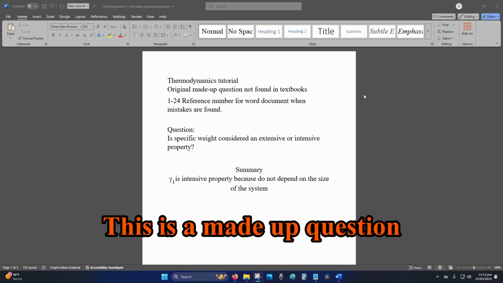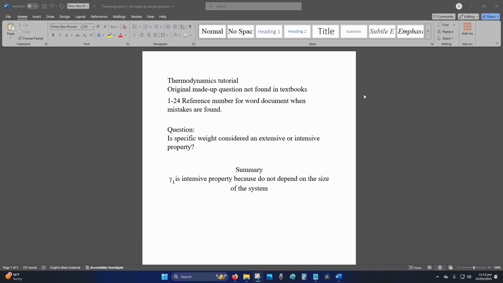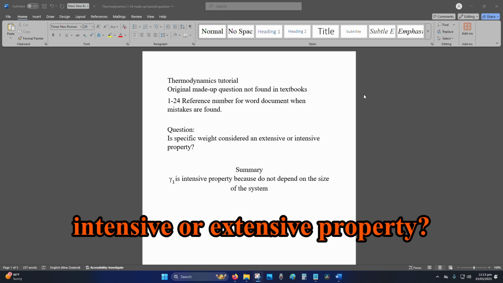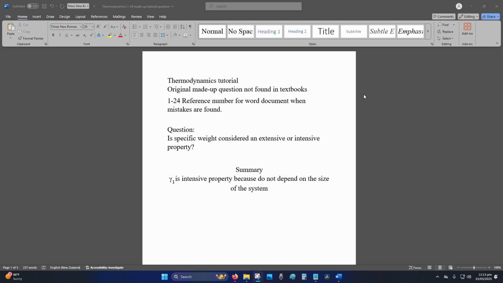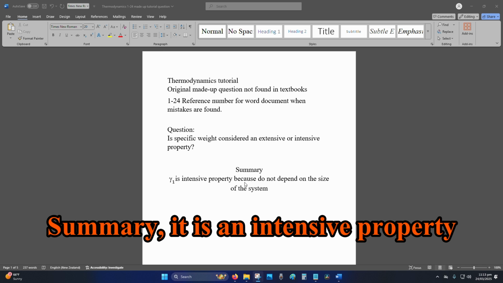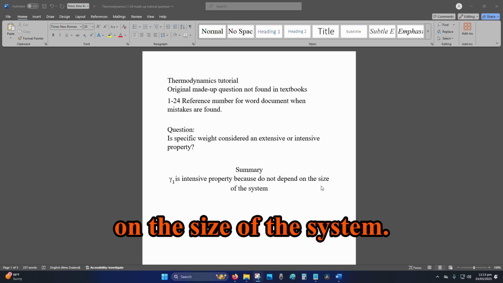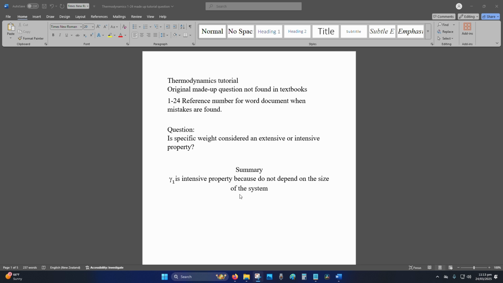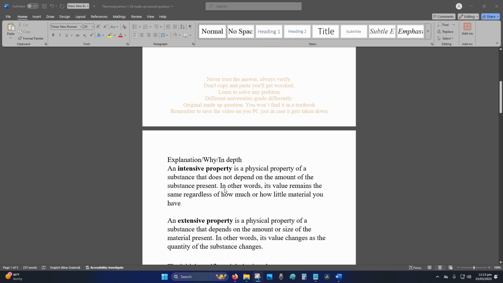This is a made-up question not found in your textbooks. Is specific weight an intensive or extensive property? Summary: it is an intensive property because it does not depend on the size of the system. So let us explain further.